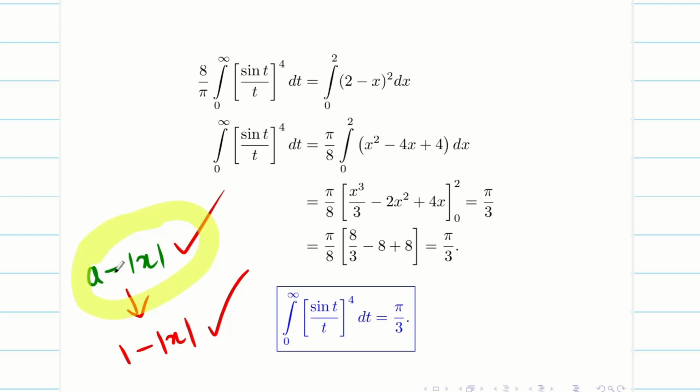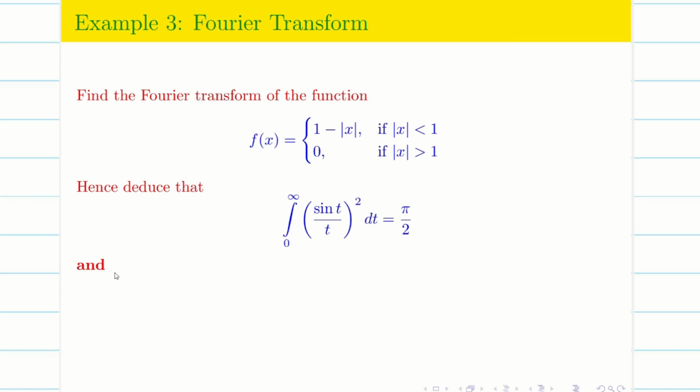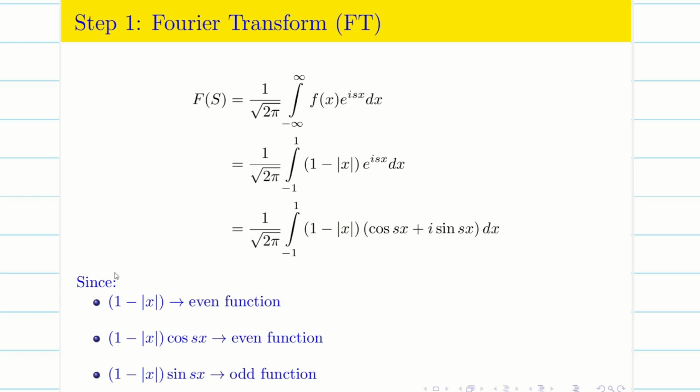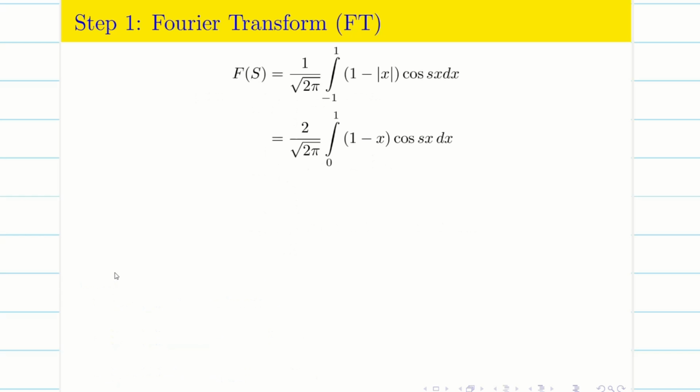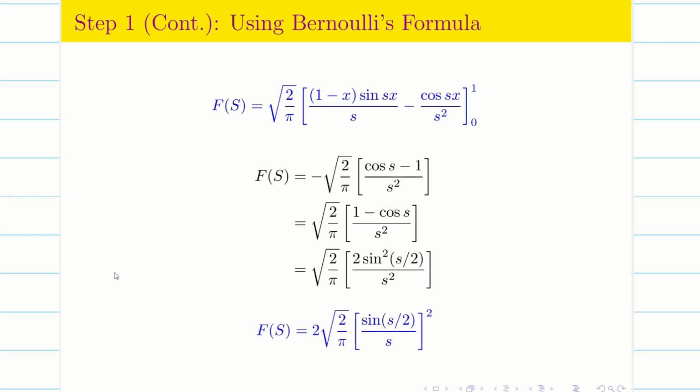Instead of a minus mod x, if you have 1 minus mod x, as usual, the same thing, find the Fourier transform. Here, up to the Fourier transform, it is going to be the same. Instead of a, you have 1. You'll be getting the same. You can pause it, write it, and do the practice.